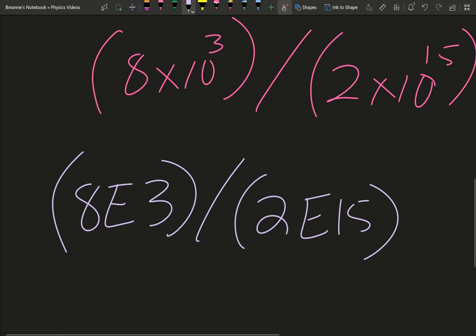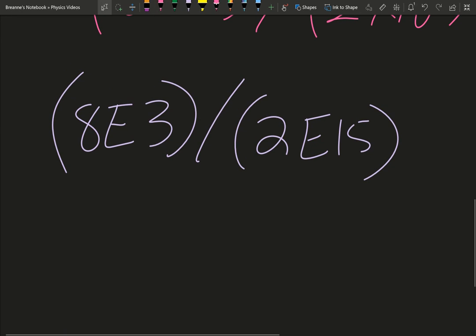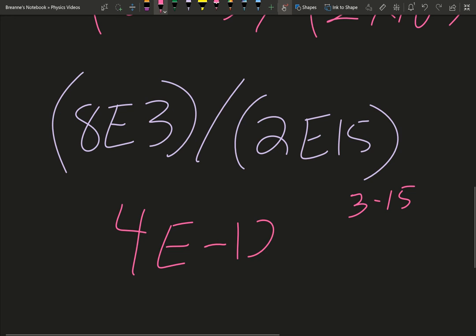But let's say again, for some strange reason, we don't have a calculator. We can solve this without a calculator. When you're dividing exponents, you're just subtracting exponents. So you divide the 8 and the 2, and that gives you 4. Then you subtract: 3 minus 15. If you actually write that out, you're going to end up with a negative number, negative 12. And there you go. But again, that's only if you don't have a calculator. Use the calculator with the double E, and you won't have any more issues.